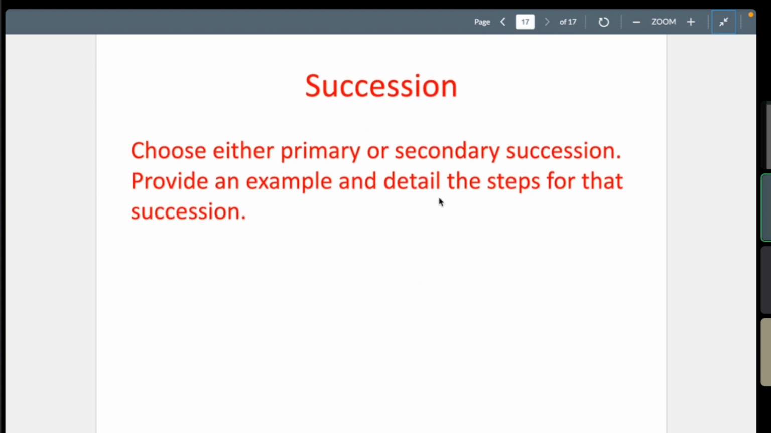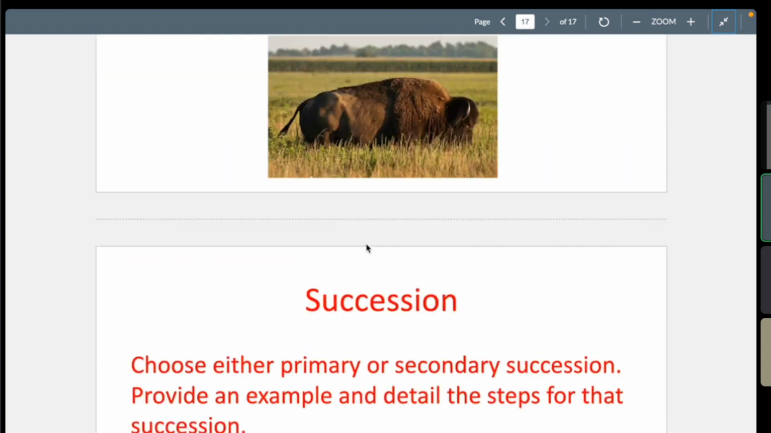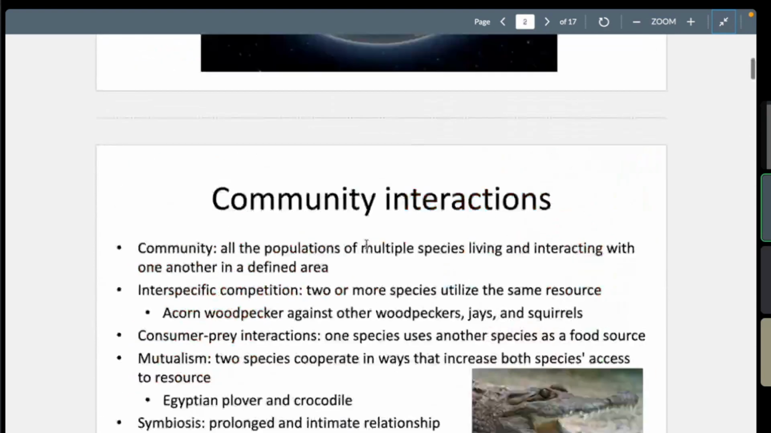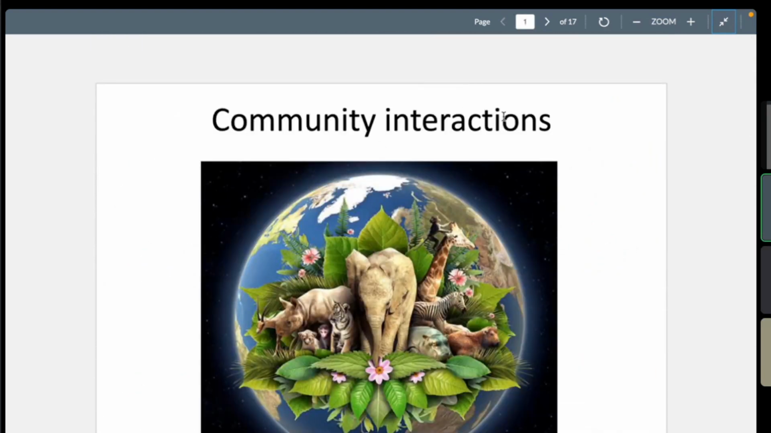So there's another example of succession. Choose either primary succession or secondary succession to provide an example. And that is the end of our community interactions.